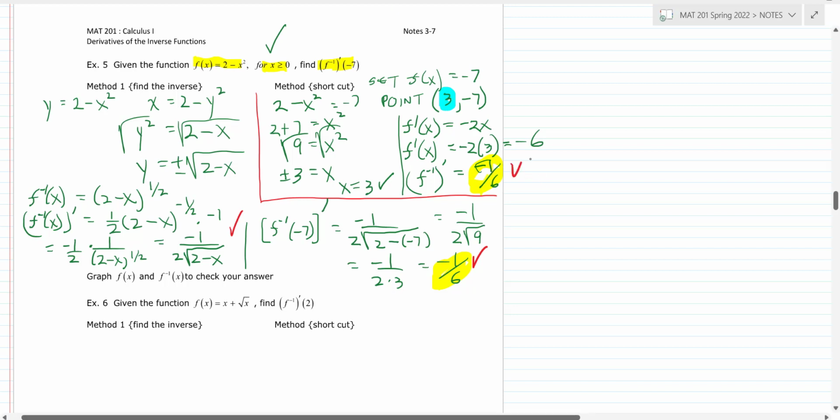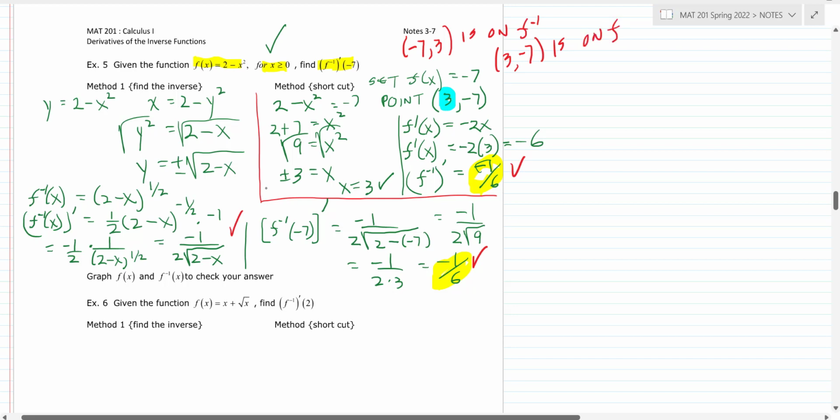A lot of times the second method is the way to do it. So again, what I did, instead of calculating the inverse, I just set the function equal to -7, so I can get the point on the inverse. So basically, (-7, 3) is on the graph of f inverse. That means that (3, -7) is on the graph of just f of x.